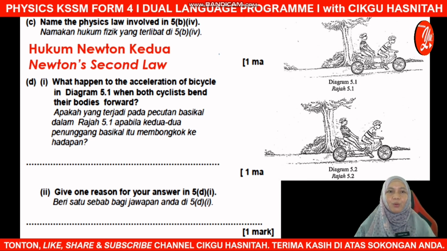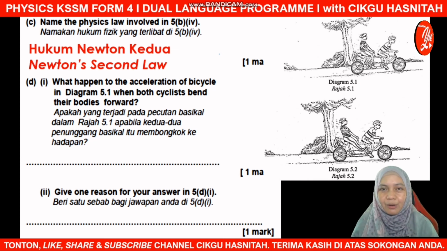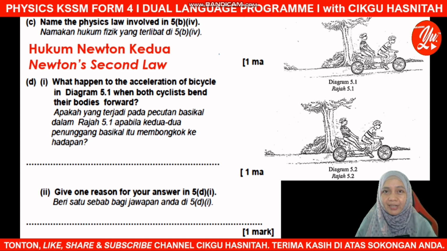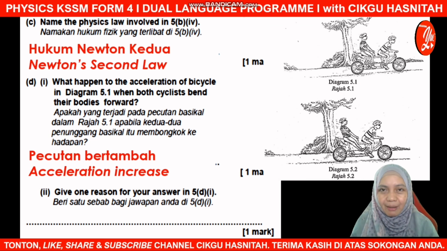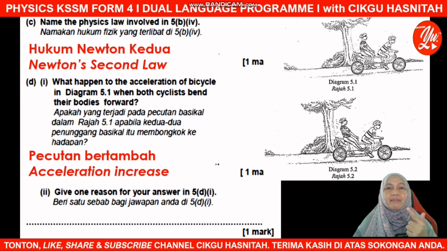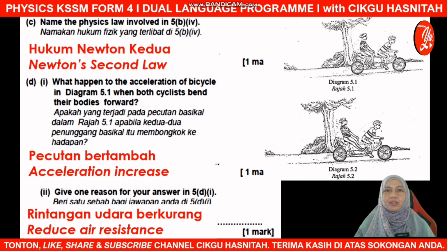Okay, D1. What happened to the acceleration of the bicycle in diagram 5.1 when both cyclists bend their body forward? So what happened when both are bending their body forward? Yes, the acceleration will increase. And what is the reason? Very good. So when both cyclists are bending their body forward, this will reduce the air resistance acting on them. So that's why the acceleration increases.